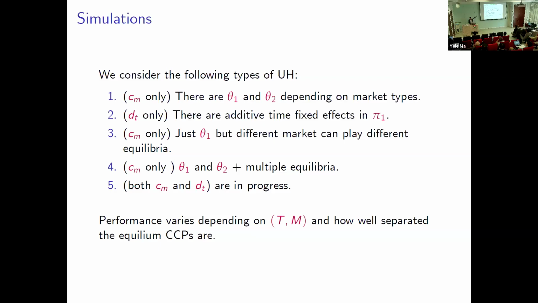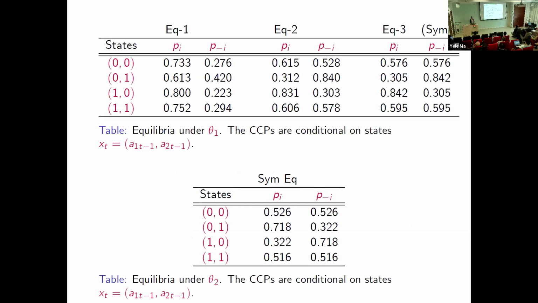So what we looked at is when there are different theta types, theta 1, theta 2, and we also looked at the case when there's just additive time fixed effects only. And we also looked at the case when there's only 1 theta, but there are different equilibria, and then the combination of these things. I'm going to be very selective in choosing this because there are just too many tables to look at. But overall, what affects performance, of course, depends on T and M, and also how well separated the true underlying probabilities are.